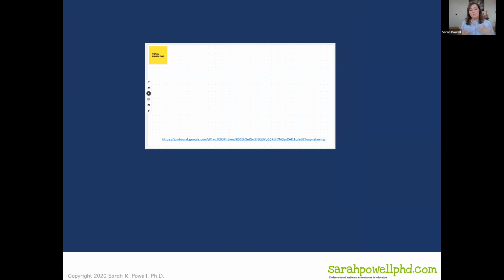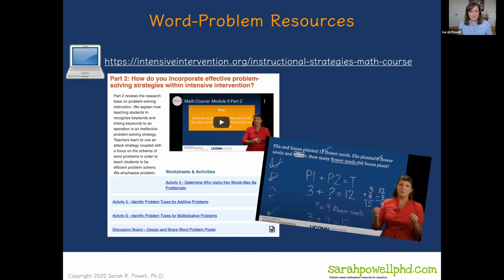So as we wrap up, I will leave up our Jamboard for a while. We've got all 6 of those schemas there and our attack strategies. Feel free to add more to that collection and to go back and be reflective of, well, what is a total problem and what is an equal groups problem and that type of thing.